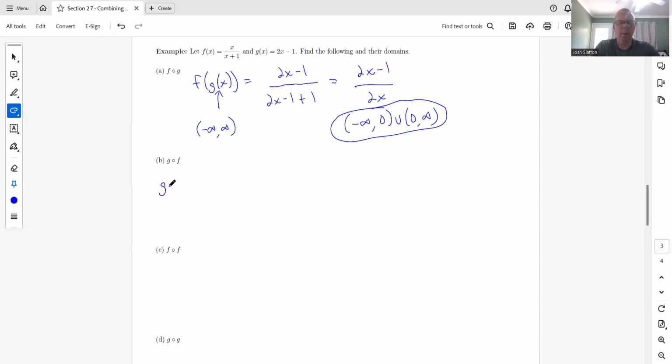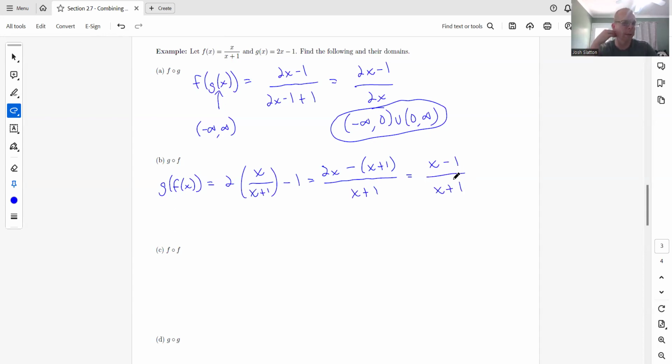All right, what about g of f of x? So do it in reverse. So now we're going to plug x over x plus 1 in for this x. So we have 2 times x over x plus 1 minus 1. And let's see if we can simplify this. Let's find a common denominator. So common denominator would be x plus 1. We're going to multiply 1 times x plus 1 on top and bottom. So we have minus x plus 1 and then all over x plus 1. Then now just combine like terms. So we have 2x minus x. That gives us x, and then minus 1 and then over x plus 1.